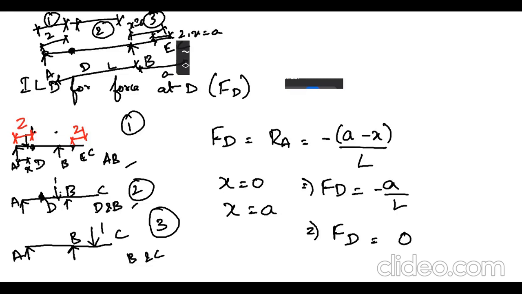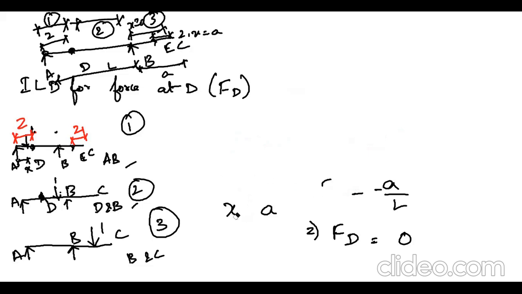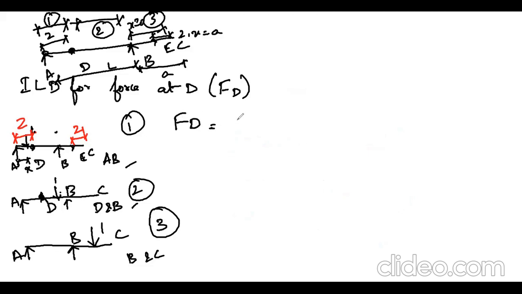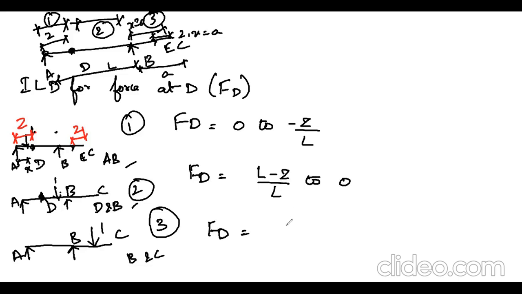Let us write it, and then we shall draw the influence line diagram for the force at the point D. So in the first loading condition, the value of FD will be 0 to minus Z by L. In the second loading condition, the value is L minus Z by L to 0. In the third loading condition, the value of FD becomes minus A by L to 0.